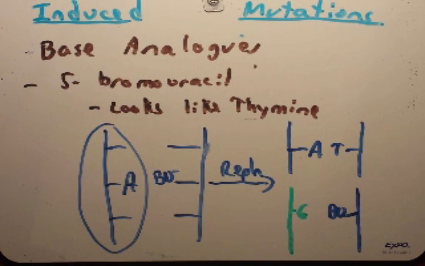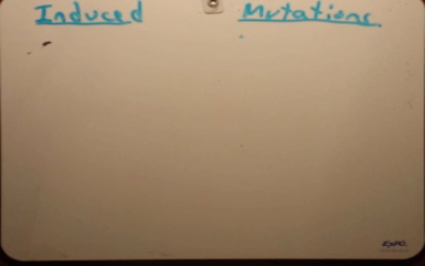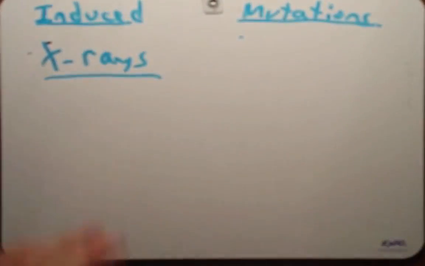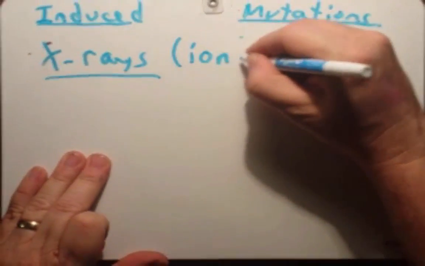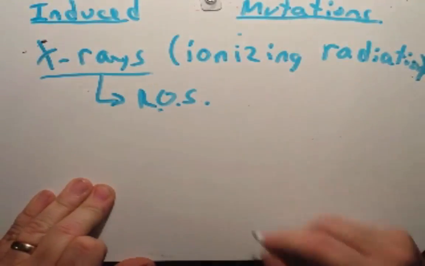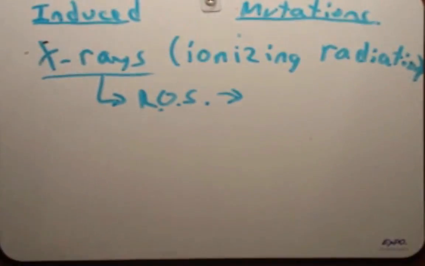Alright, so this is what a base analog does. It replaces one of the existing nucleotides, and because its structure is a little bit different, it's going to base pair with a different nucleotide. Now the last thing I want to talk about with induced mutations are X-rays and UV light. X-rays. I'm not going to spend a lot of time talking about X-rays, but X-rays are deep penetrating ionizing radiation. So we can say ionizing radiation. These X-rays can lead to the buildup of reactive oxygen species, and that will go on to affect the DNA just like it did when the reactive oxygen species are internally produced.